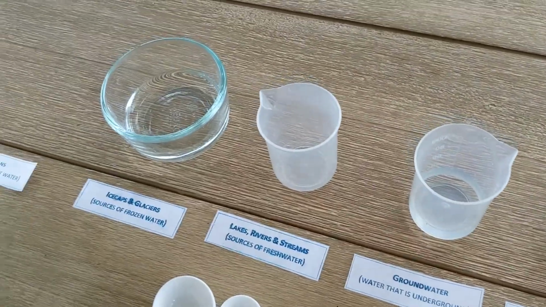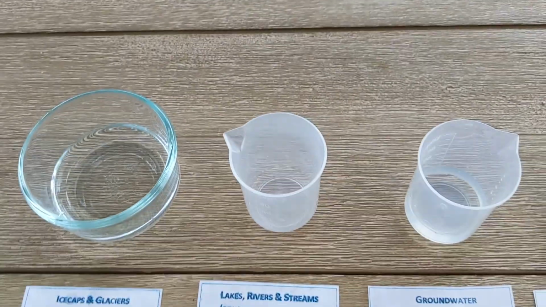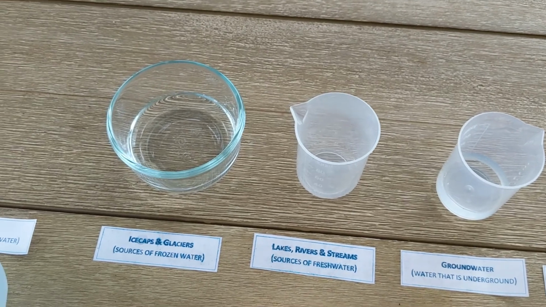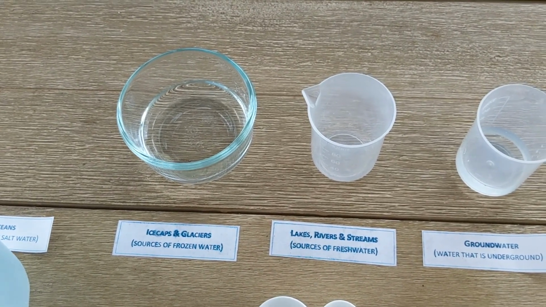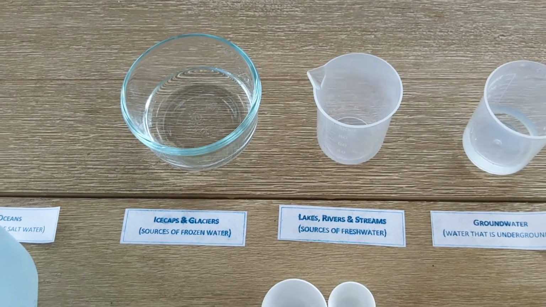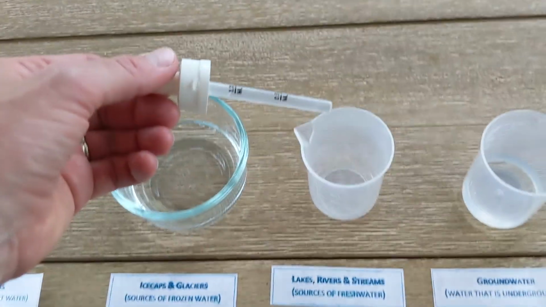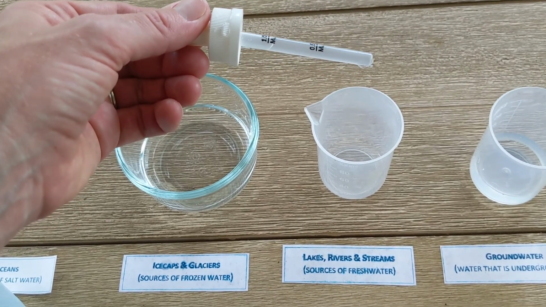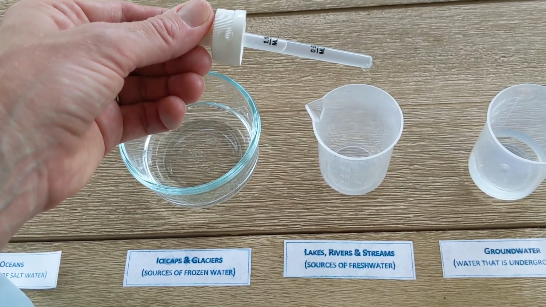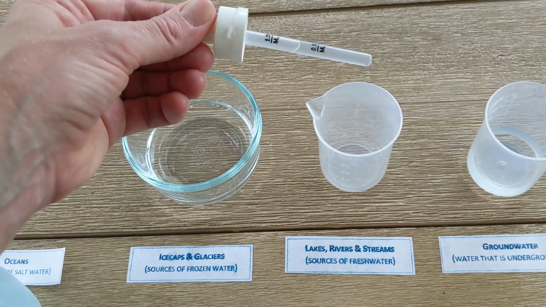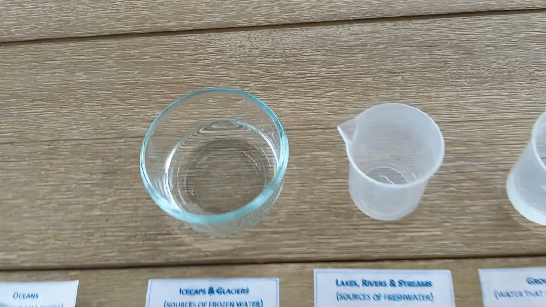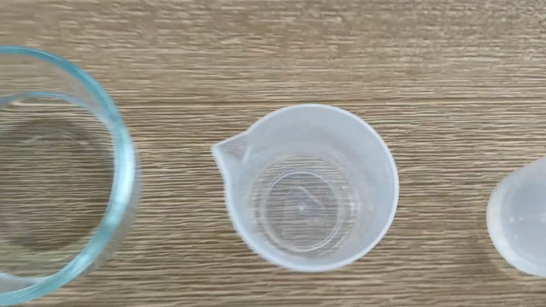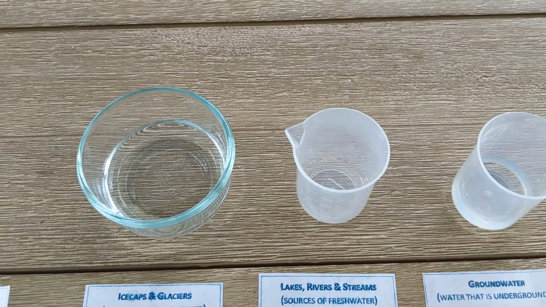So for our next one, we're going to need to get our dropper, okay? So I've got my little dropper here, and we're gonna go ahead and measure our lakes, rivers, and streams. So I'm gonna use my dropper to get some water out of my gallon here, and we're gonna count 9 drops. So 1, 2, 3, 4, 5, 6, 7, 8, 9, okay? So you can see that's barely even making a little puddle in the bottom of my container here.